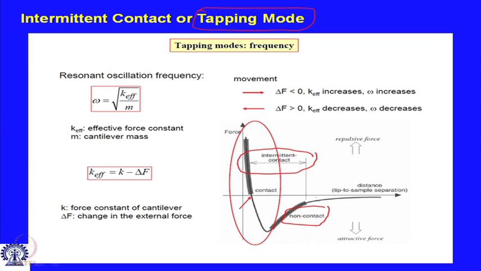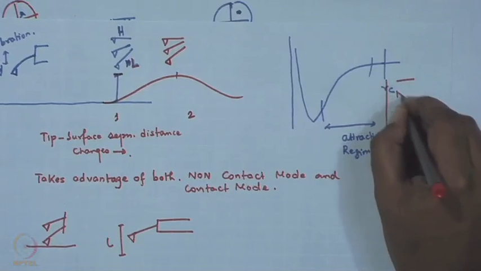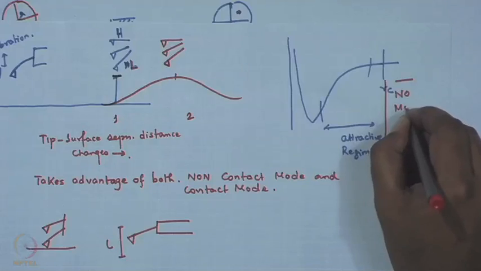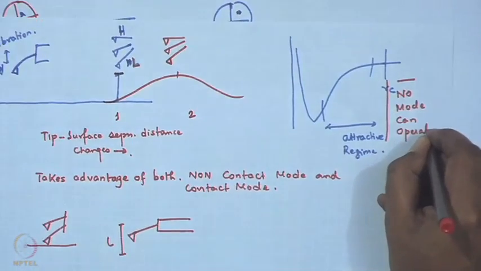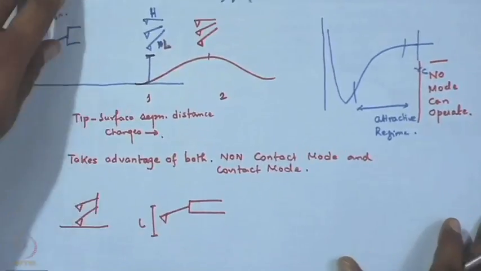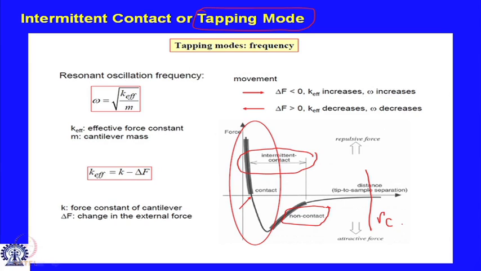In contrast, the non-contact mode operates furthest away from the surface, but the important thing to note is all the modes operate only when you are at a zone or at a location where you have active interaction. So, none of the AFM modes can operate here. That is not possible, because you need to have the atomic interaction or the forces in place for an AFM to operate.